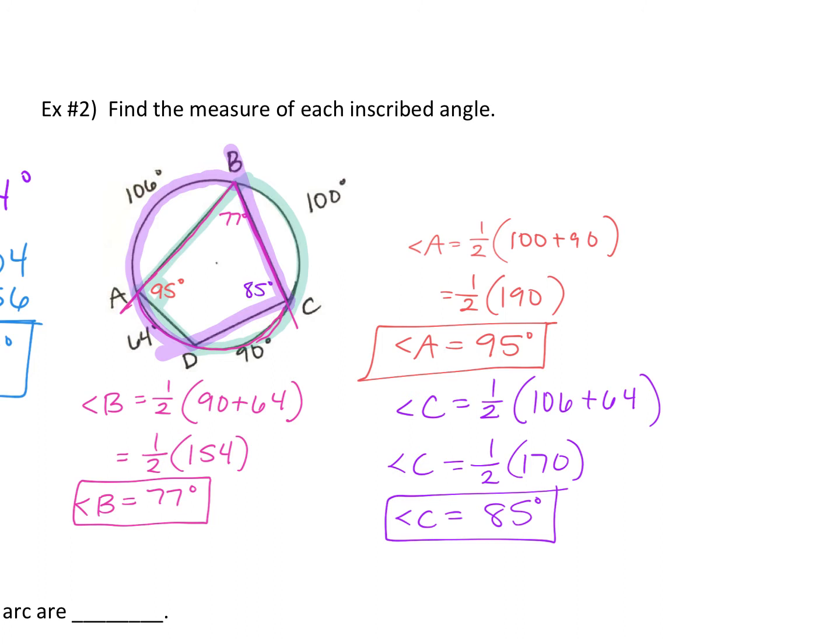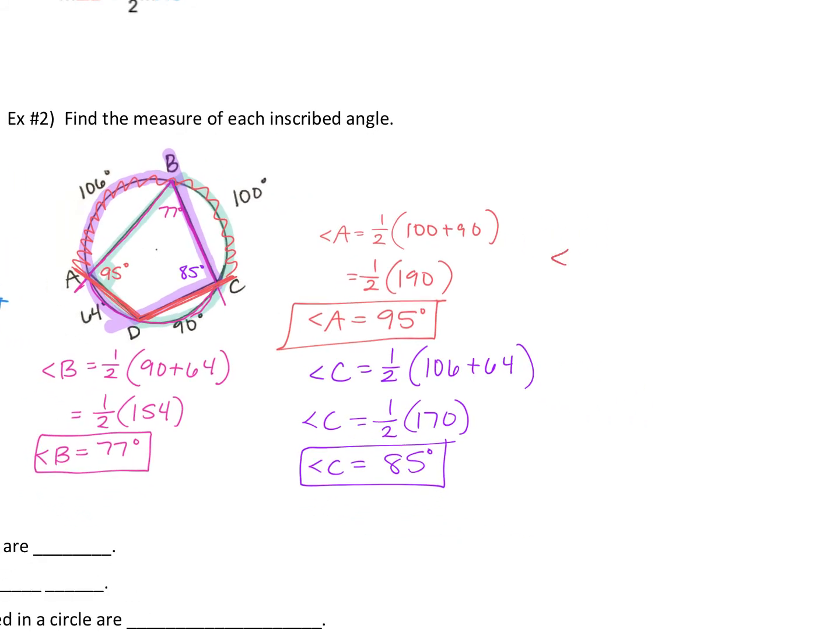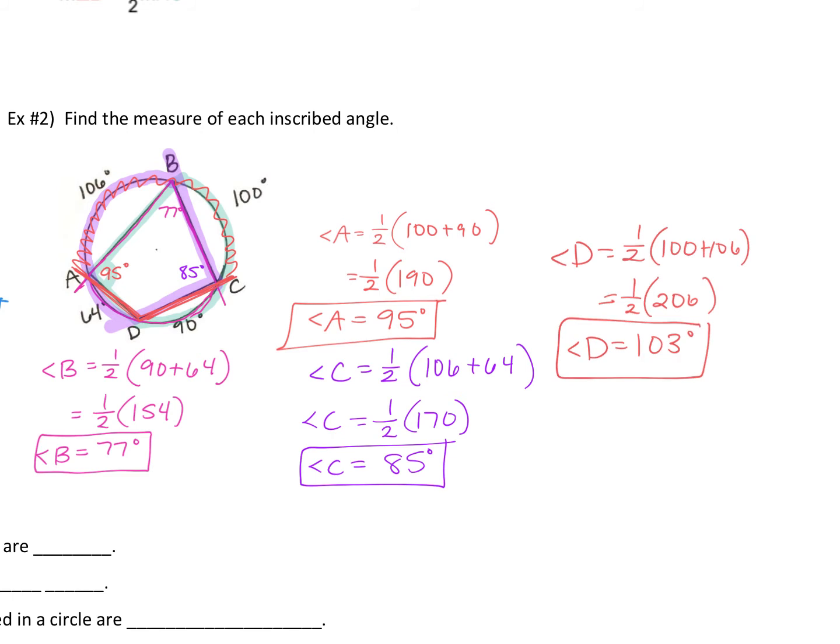So then last one, angle D. If you look here, D goes all here, right? D opens up to the 106 and the 100. So angle D is going to be half of 100 plus 106, so half of 206. Angle D is 103 degrees.